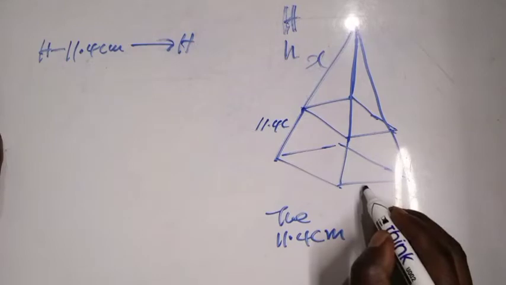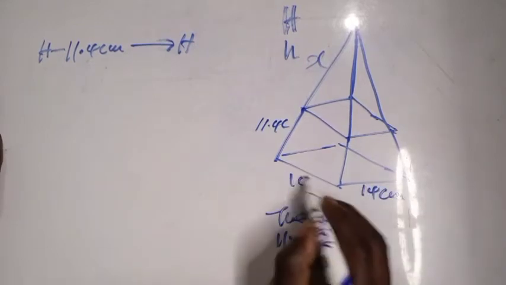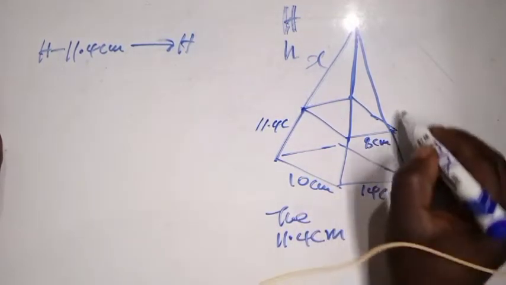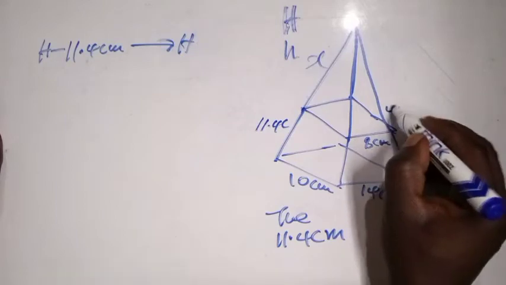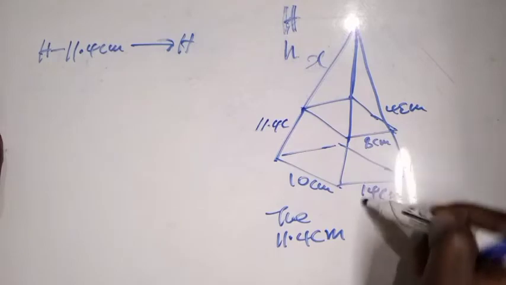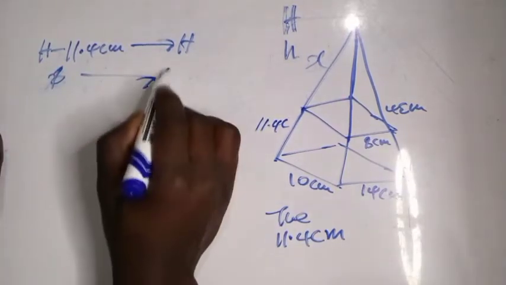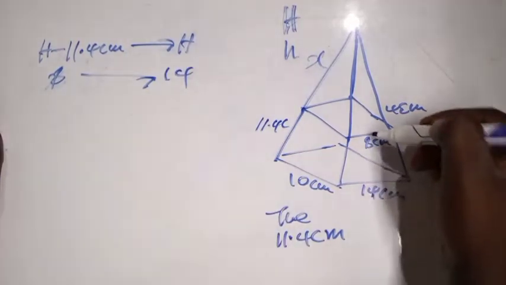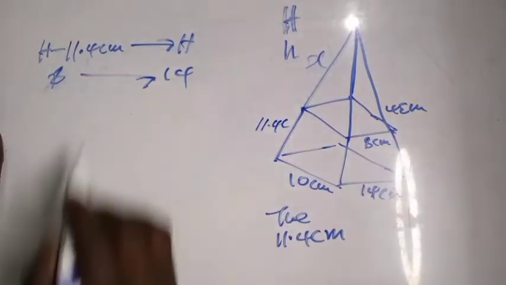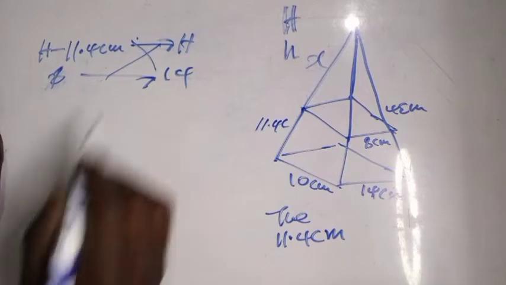Then here we have been given that it is 14 centimeters, here 10 centimeters, here it is 8 centimeters, and here it is 4 centimeters. So we have to get this proportion here. Then it will be 8 is direct to 14, because this one is the length and this one is also length. So let's cross multiply now.